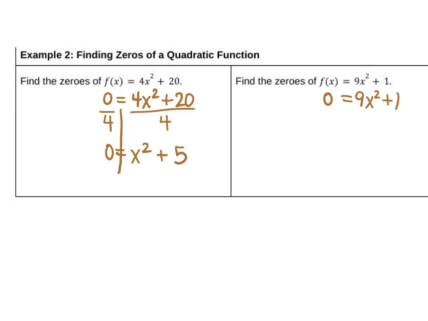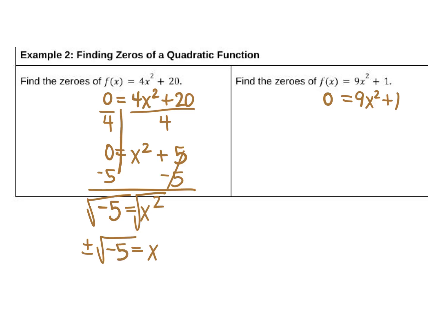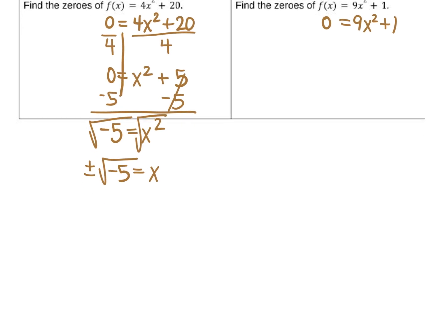So now what do we do? Not square root yet. No, subtract 5. Yep, we got to subtract 5. And then we're left with negative 5 equals x squared. Now what do we do? Now we square root it. So we get x is equal to plus or minus the square root of negative 5. I'm done, right? No. What do I have to write that negative 5 as? 5i. Yep, we're going to write it as 5i.